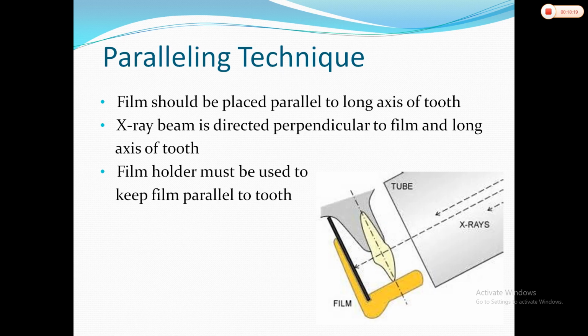In paralleling technique, the film is placed on the lingual surfaces of teeth, parallel to the long axis of the tooth. This black one is the film and this is the film holder. The film holder is used to hold the film. So the film is placed parallel to the long axis of the tooth, and X-rays should be directed perpendicular to both the film and the long axis of the tooth.